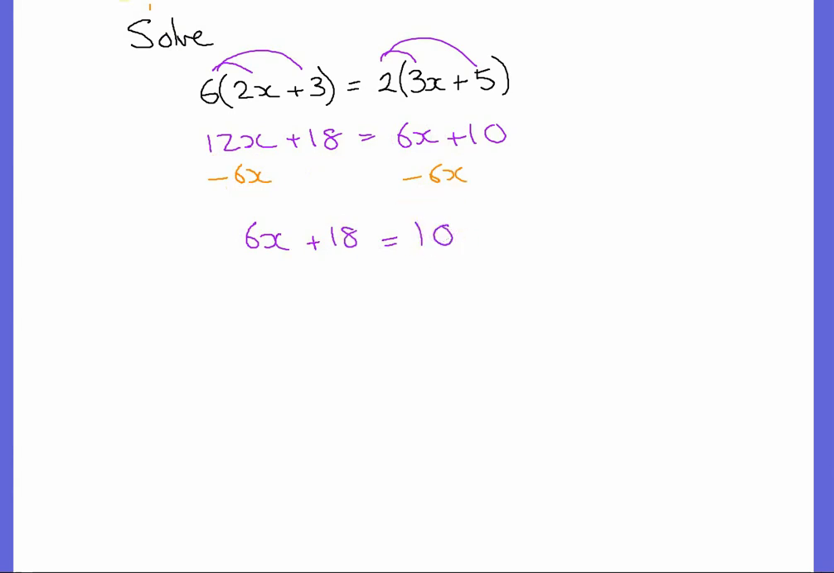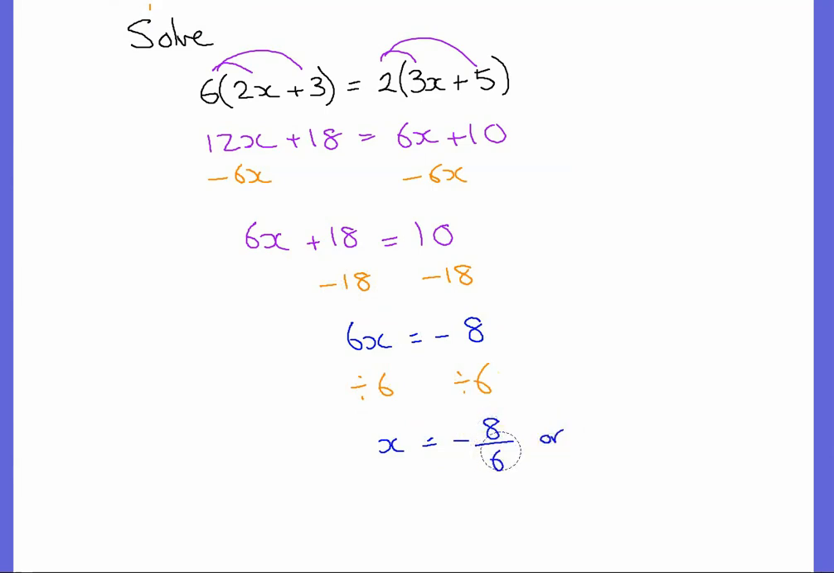Okay, the x's are on the left, so the numbers need to be on the right, so we need to get rid of this plus 18, and we're going to do that by subtracting it from both sides. So we end up with 6x is equal to minus 8. Now, because we've got 6 of something, to find a single value, we're going to divide by how many we have, so we're dividing by 6. So let's think about what we're going to write. We have minus 8, we're dividing it by 6.